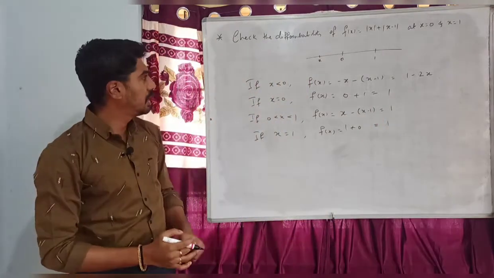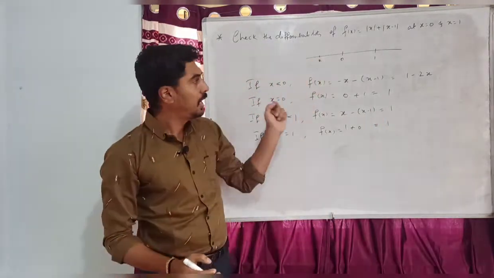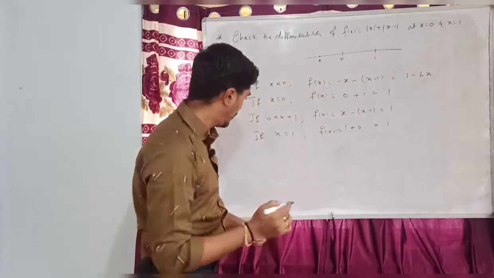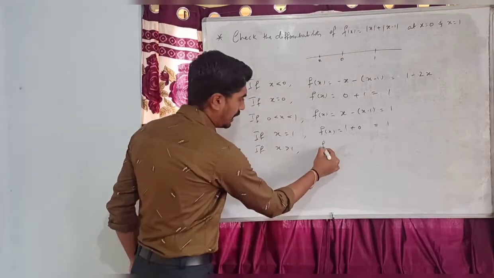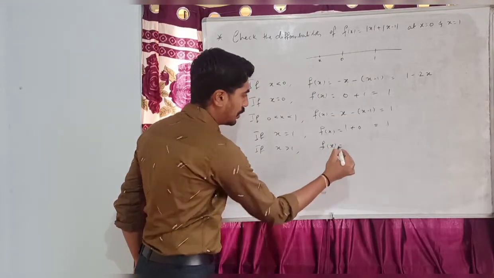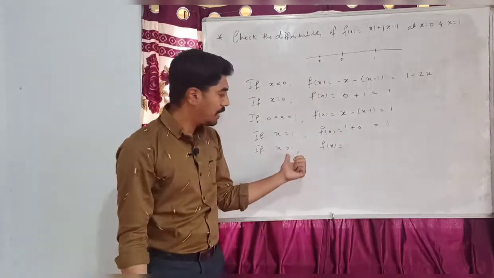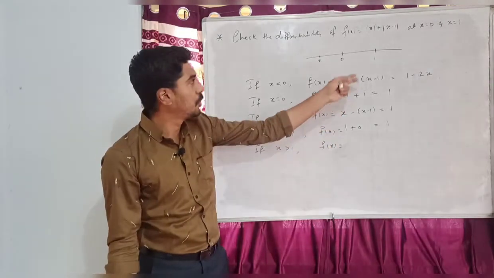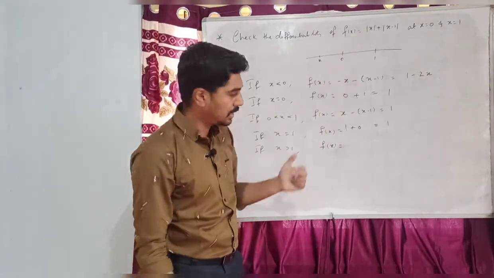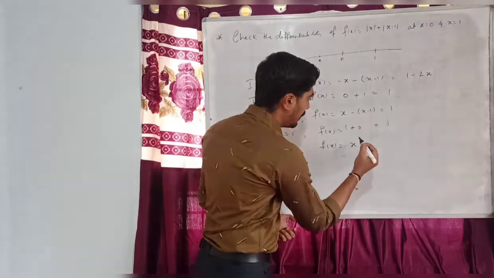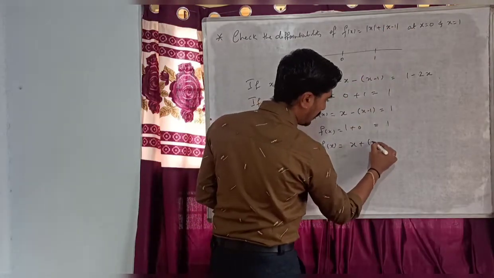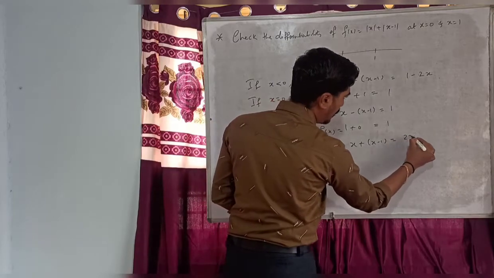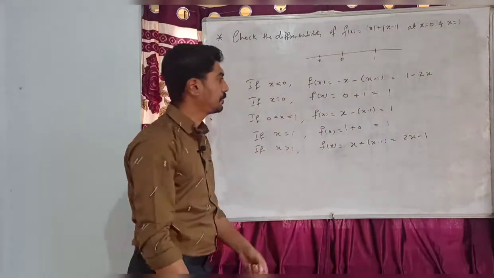Finally, we shall check what this function is for x greater than 1. If x is greater than 1, then x is definitely greater than 0, so mod x will be equal to x plus, for x greater than 1, this is defined as x minus 1, so I get 2x minus 1.